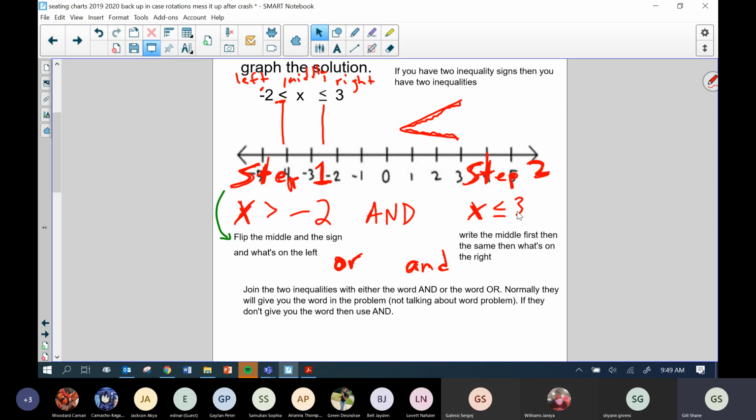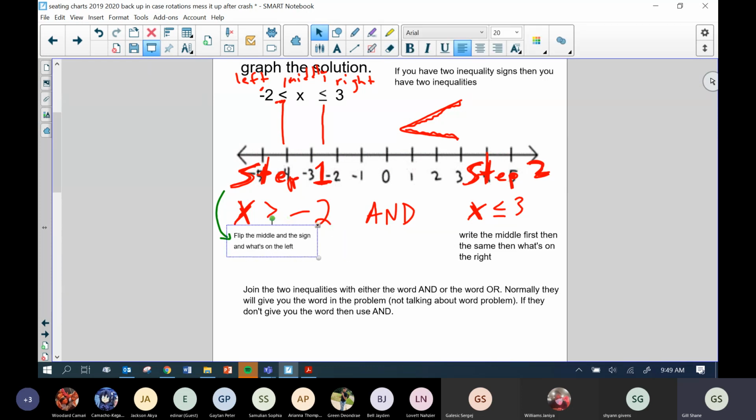I'll have to type this in. I'm not sure if I can get all this in. So I'm going to erase this part right here. Hopefully this will work. Yeah, that'll be close enough.